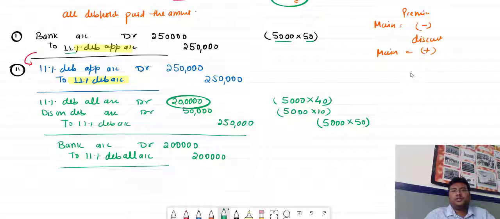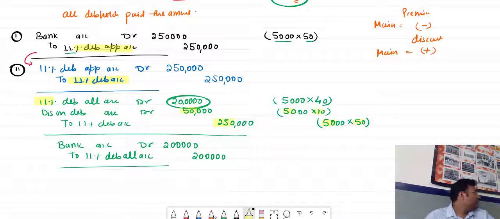Now when we pass the entry for allotment, always remember that on allotment 10 rupees discount is there. So first we will pass the entry: 11% debenture allotment account debit 5,000, and how much did we demand on allotment? 40 rupees. So 5,000 into 40 is equal to 2 lakh. Main amount was 50, but 10 rupees discount is deducted. That discount is a loss for us. So 5,000 into 10 rupees, discount on debenture account debit 50,000. And bacha 5,000 into main amount 50, so 5,000 into 50 is equal to 2,50,000, to 11% debenture account 2,50,000.